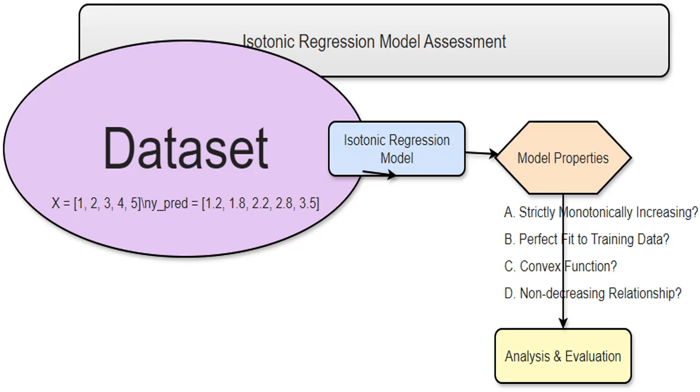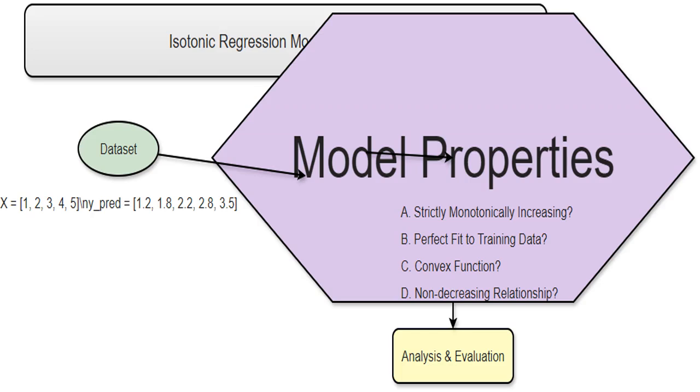This shows the input values, x, and the corresponding predictions, y_pred, from the isotonic regression model. I see that as the input increases, so does the prediction, but not necessarily at a constant rate. I'm looking for a perfect match between the model's predictions and the actual training data. Isotonic regression doesn't guarantee this. It prioritizes a non-decreasing trend.